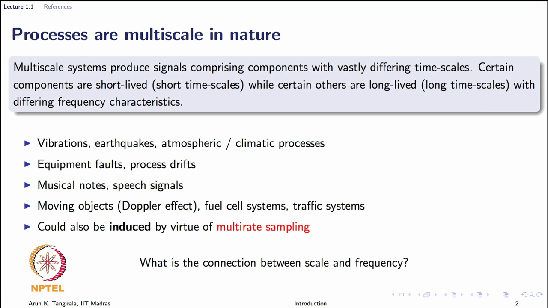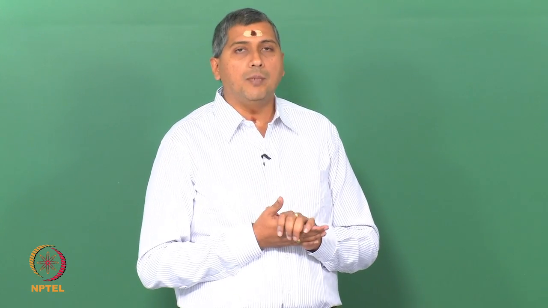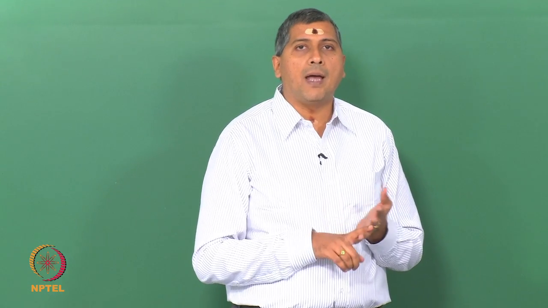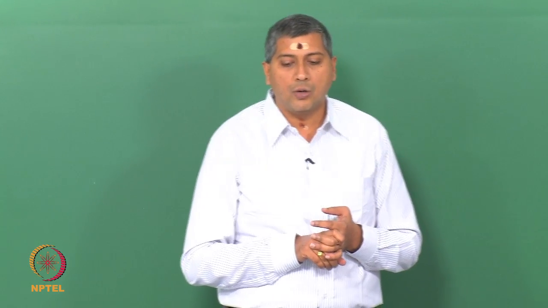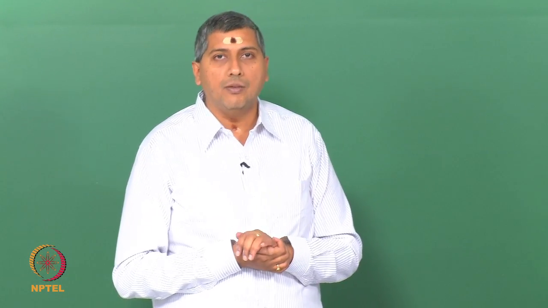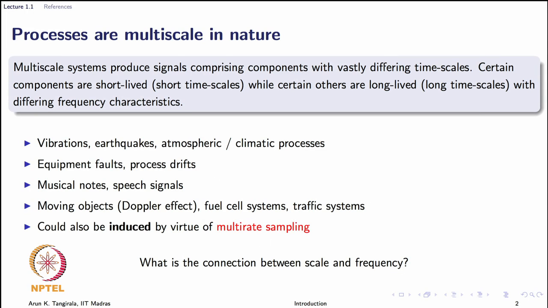Well, any process which has phenomena that are occurring at multiple time scales is called a multiscale process, and there are many processes out there, natural, man made, or maybe even induced by virtue of sampling and so on, which are multiscale in nature. There are several examples that one can give for multiscale processes. I have listed quite a few here, but we can at least talk about 2 or 3 examples.